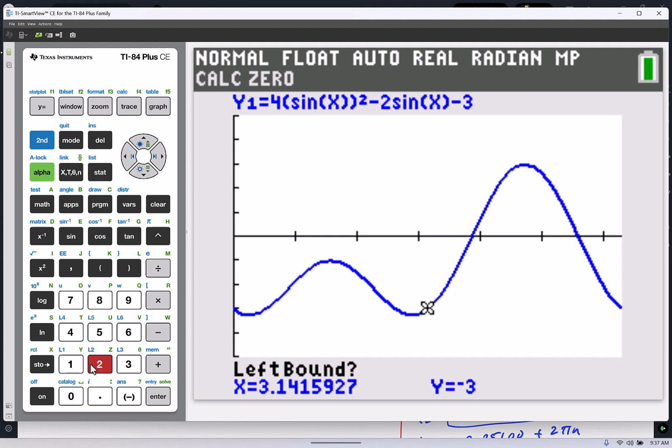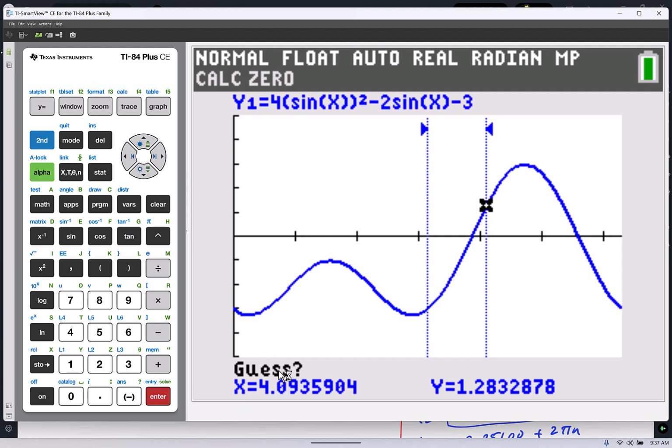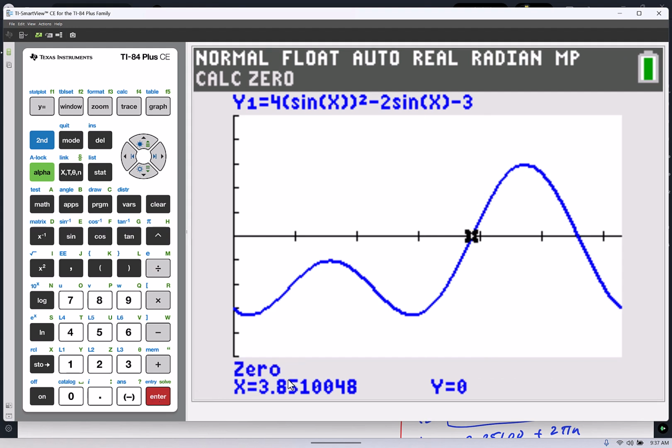That's what it says. It says left bound. I want you to look between here, and then I'm going to scroll to the right. The line stays there, and then I cross it, and then I push enter again. I want you to look between those two. It says guess. That means if there's several of them, you go to the one that's closest. There's only one, so I'm just going to push enter. Make sure it says the word 0. Did I get 3.851 as one answer?